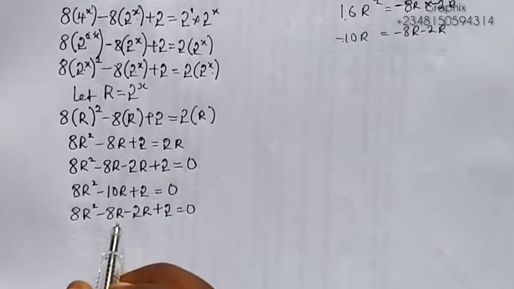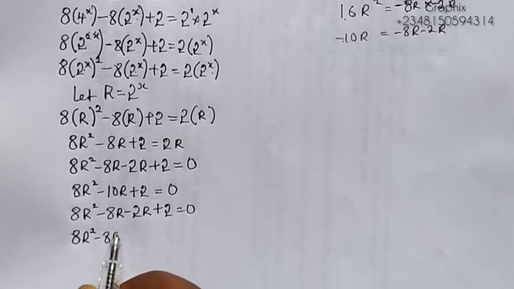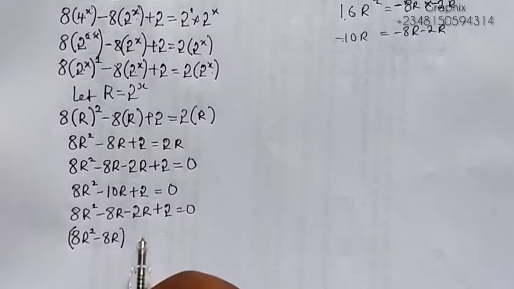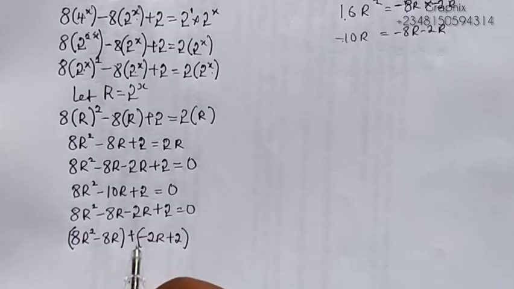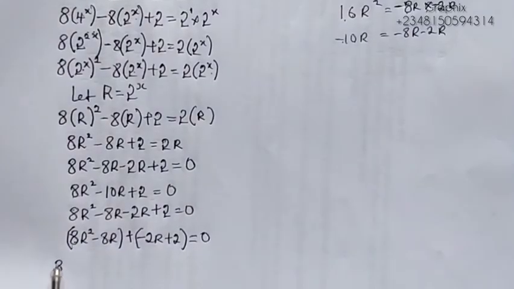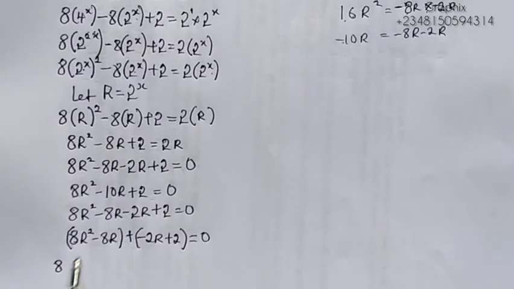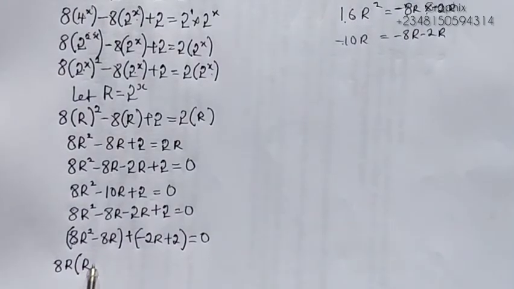From here, I'll separate them into two equal parts. So this will give me 8r squared minus 8r, and minus 2r plus 2. So I'll add them together, equals to what? 0. From here, what is common here? I have 8 here, I have 8 here, so I'll bring the 8 out. I have r here, I'll bring the r out. So in doing that, if I remove one r and one 8 here, I'll only be left with what? r minus what? Minus 1, right?